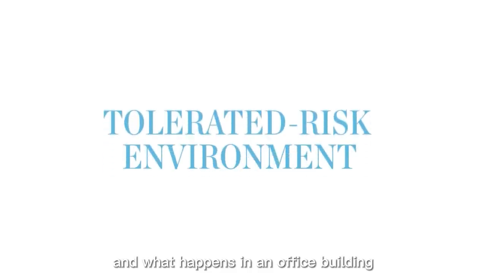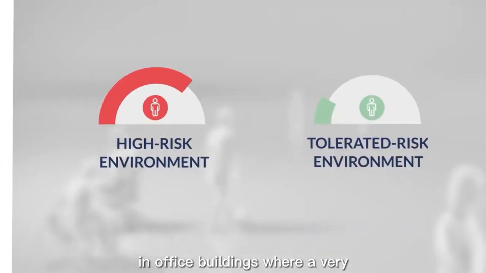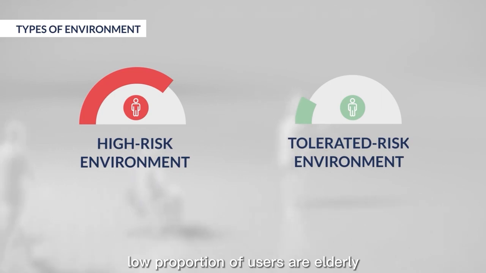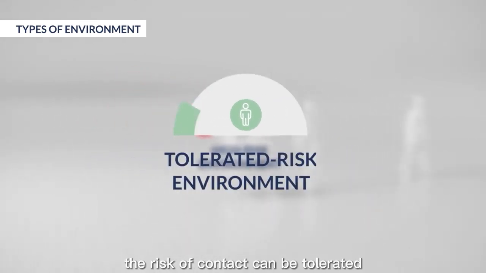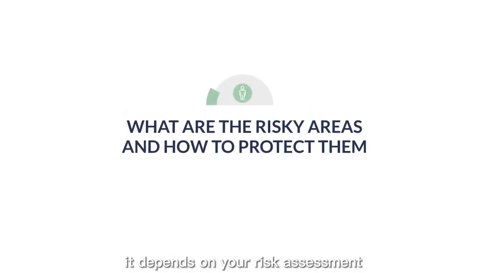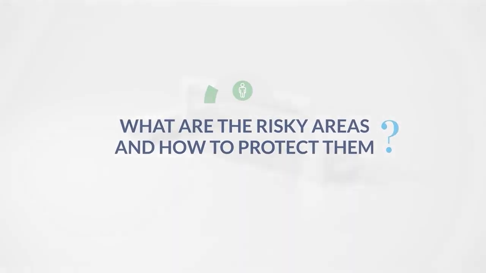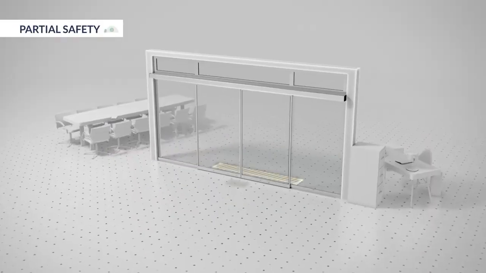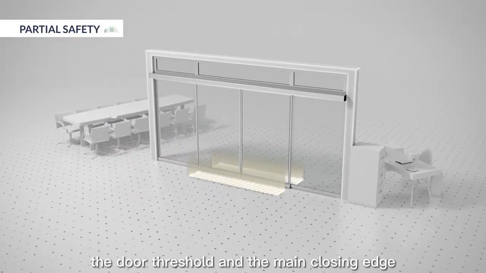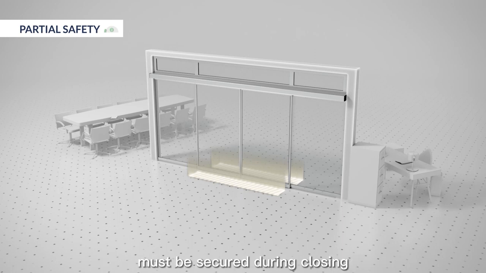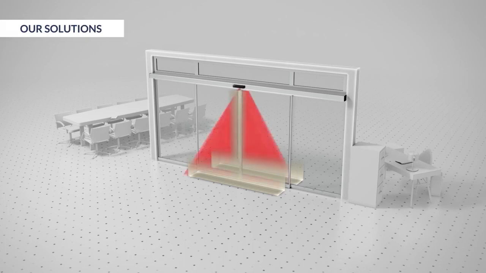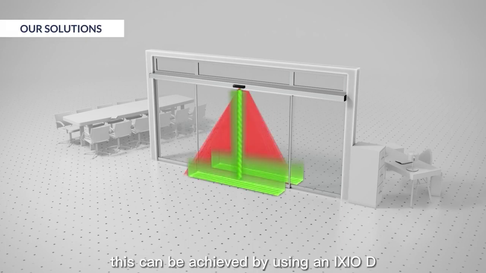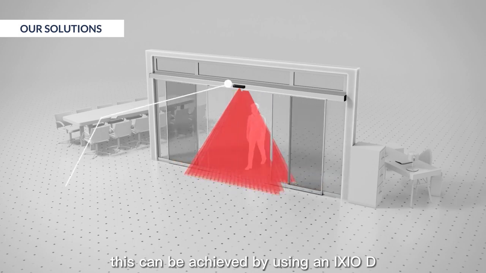And what happens in an office building? In office buildings where a very low proportion of users are elderly, disabled or young children, the risk of contact can be tolerated. It depends on your risk assessment. In this case, the door threshold and the main closing edge must be secured during closing. This can be achieved by using an IXIO-D.